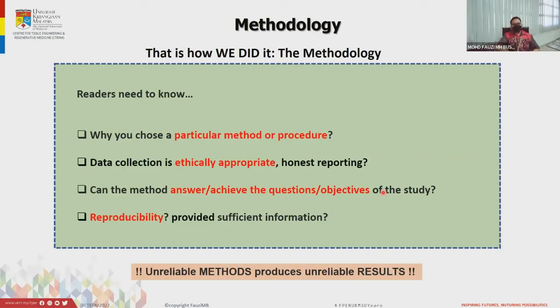For the methodology section, this is how we did it. What you try to do depends on your aim of the study. Please choose a particular method or procedure and write in detail in the methodology. For data collection, check whether it is ethically appropriate or not. You need to use the right statistical analysis and software to validate significant or not significant results. Then evaluate whether the method or procedure answers all the questions that you raise for that particular paper, depending on the objective of the study.